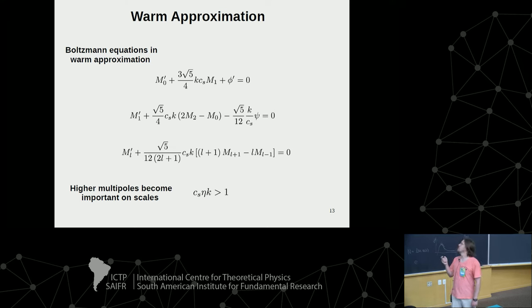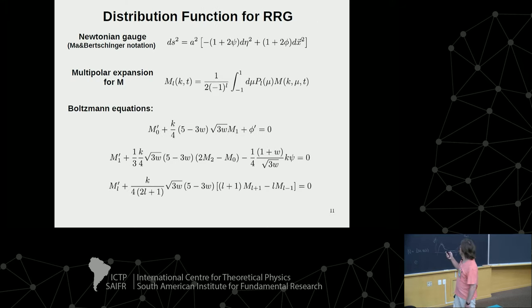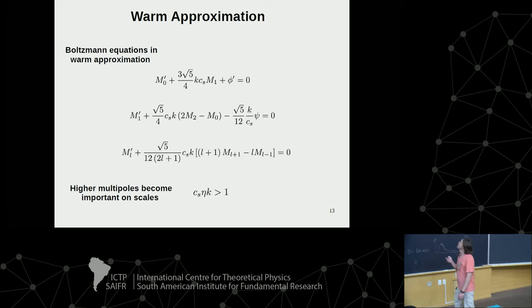What was eta? Eta is the conformal time around here. It's the metric in the conformal time. And all these derivatives are with respect to eta. Okay.